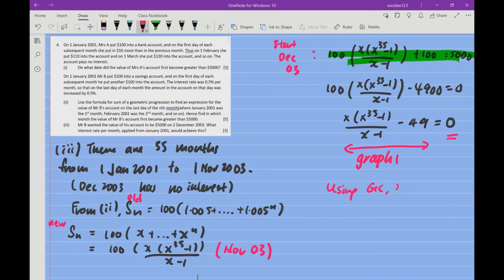You should be able to get x equals 1.018 to 4 SF. This means that the interest per month to achieve the target is 1.8% instead of 0.5%. Which makes sense because you want to achieve $5,000 faster, so the interest you need will have to be higher than 0.5%. So you can use this as a quick check for your answer.